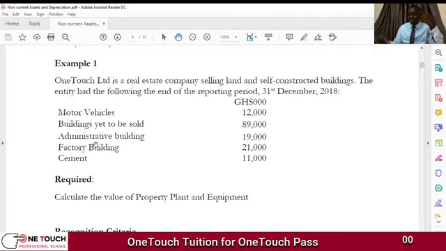Good. The administrative building, obviously, is where all administrative activities take place, and therefore that could be seen as a business asset. So the administrative building is part of PPE. The factory building is also part of the PPE of the real estate company. Cement, because they are into construction, may be one of the items of inventory. Okay, good. So you have to calculate the value of the PPE. Let's see.